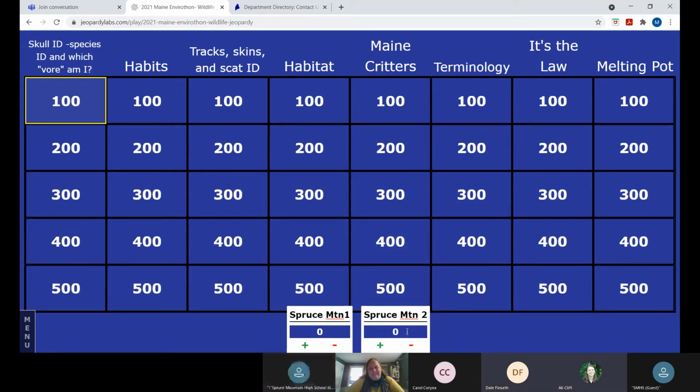Missy, I think all the teams are here now. Yep. They're here? The other Spruce Mountain team's up. Okay. Oh, Missy, before you jump in, we had a question about what the safari boxes are.